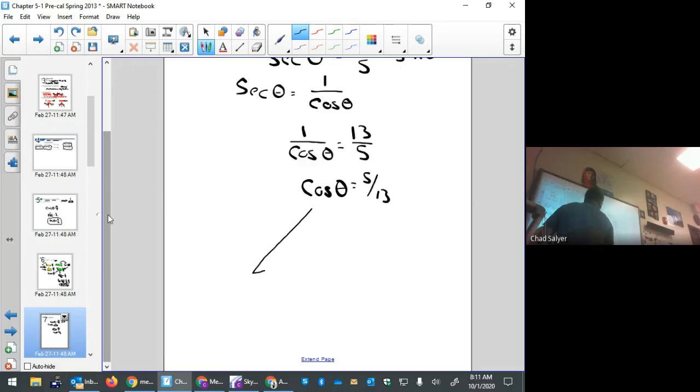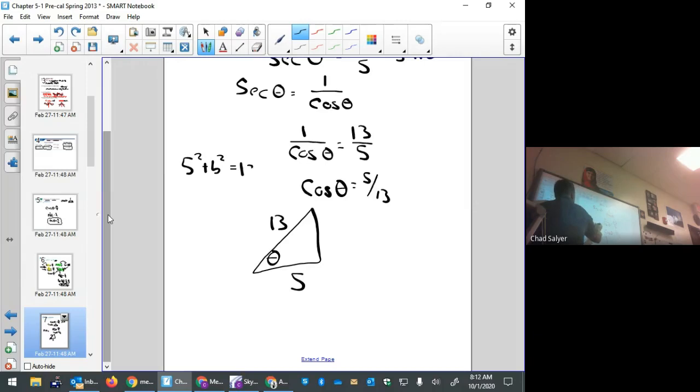So we'll make a little reference triangle. We still got this technique in our back pocket. The adjacent to the hypotenuse is here, and so 5 squared plus b squared equals 13 squared. 25 plus b squared equals 169. B squared equals 144, B equals 12. So sine is opposite over hypotenuse.